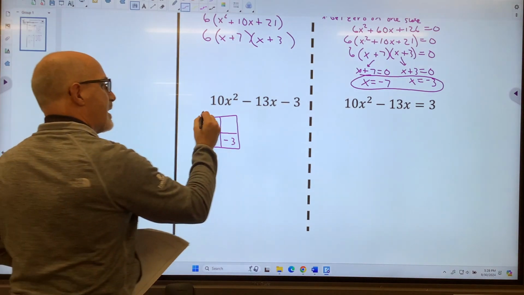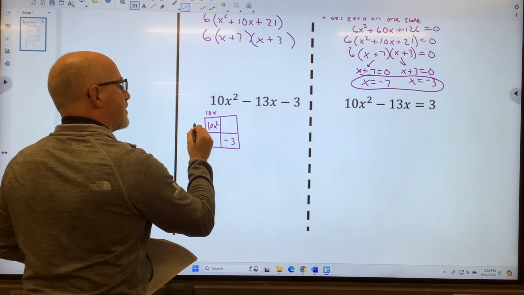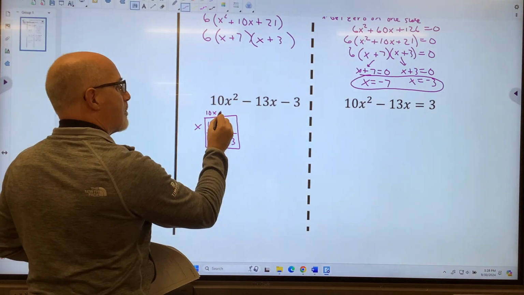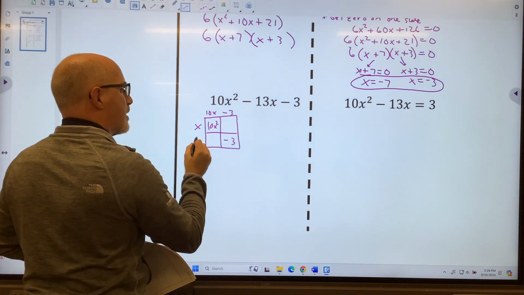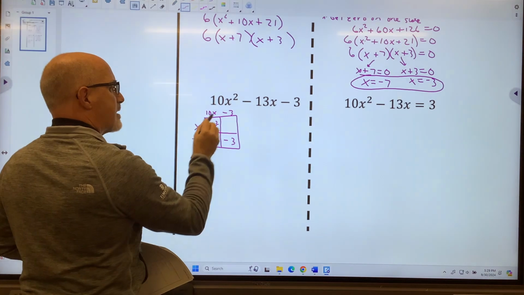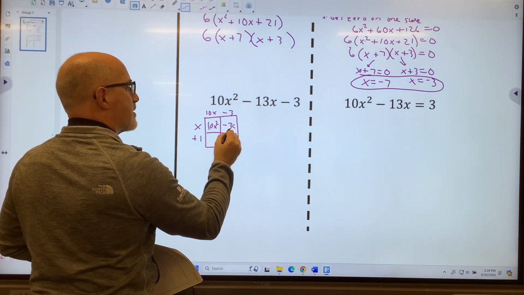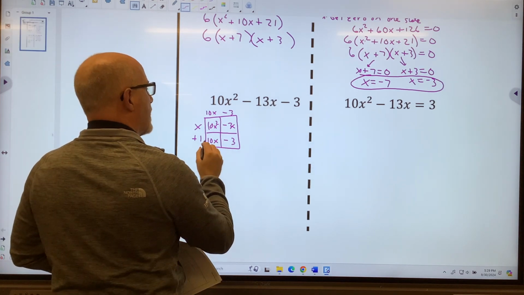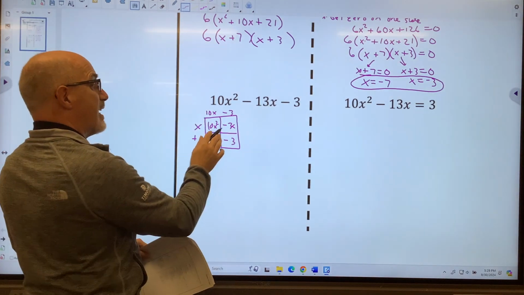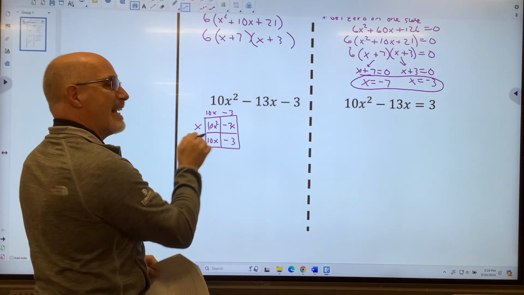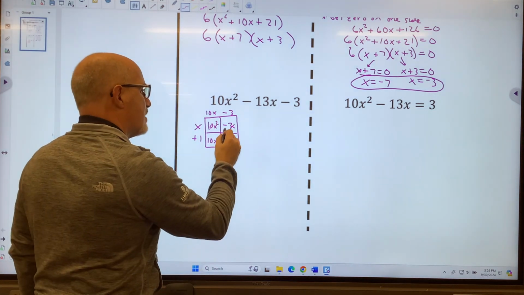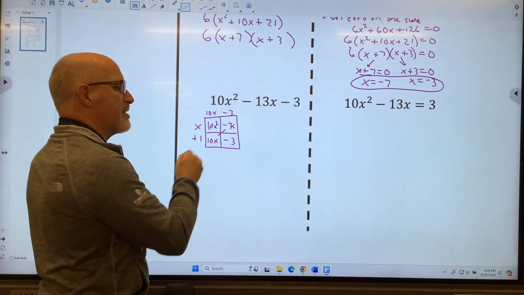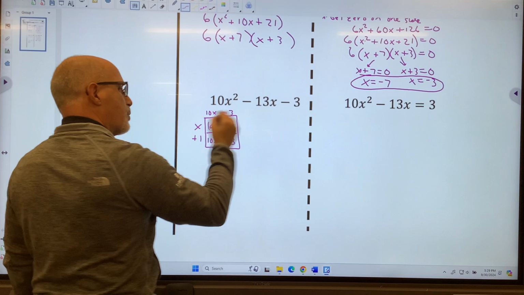Okay, so let's try 10x and x. If I do that, then for negative 3, let's try negative 3 and plus 1. So x times negative 3 is negative 3x. 1 times 10x is 10x. Okay, so notice that looks close. It looks like 10x plus 3x, but that's a negative 3x. And so these two do not add up to that negative 13x. They add up to just 7x. So you could switch them.